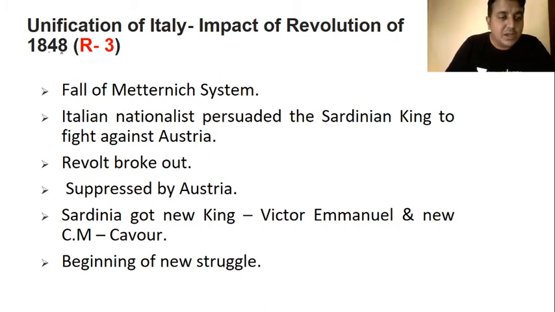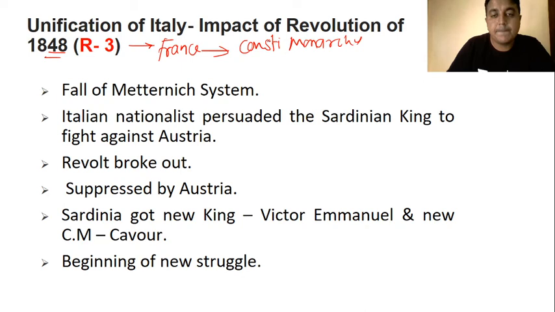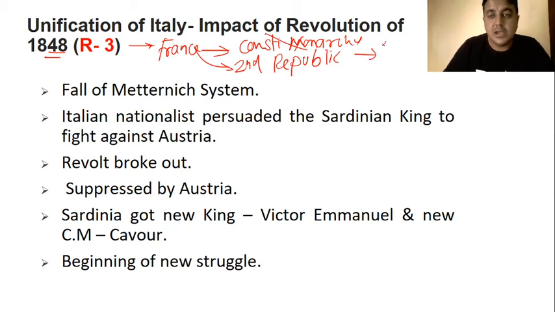After 18 years, again France provided the opportunity, and here we mentioned that the revolution started in France and it ended the constitutional monarchy and established the Second Republic. And with this, the end of the Metternich system from Europe. So Revolution 3 of 1848 ended the Metternich system.